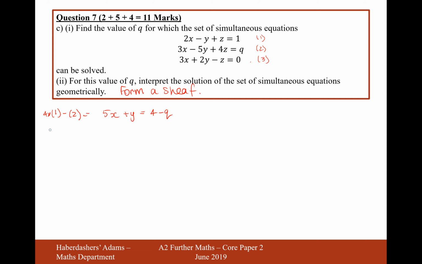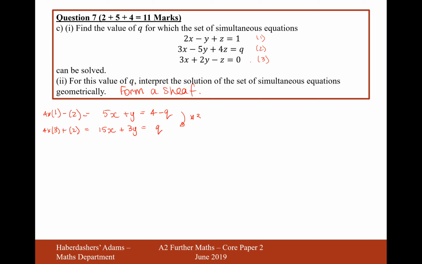And then I need to do that in a second way. In the second way, I'm going to times equation 3 by 4, but then add it onto equation 2, because for the z's, one is a plus, one is a minus, so we add to cancel them out. So it's going to be times 3 by 4 is 12, add it onto 2, which will make it 15x. Then it's going to be plus 4 lots of this, which makes 8, then add minus 5, that'll make 3y, and then 4 lots of this, which is nothing, add this, which is q.